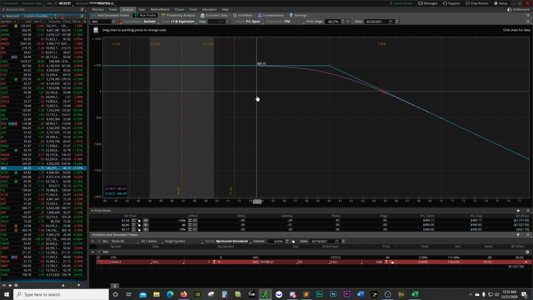So with the NIO play, by expiration, assuming IV remains the same, you'll see full profit somewhere below $54.